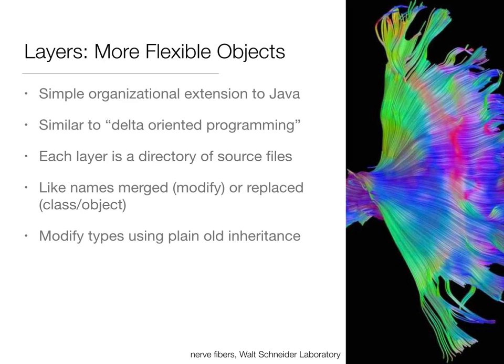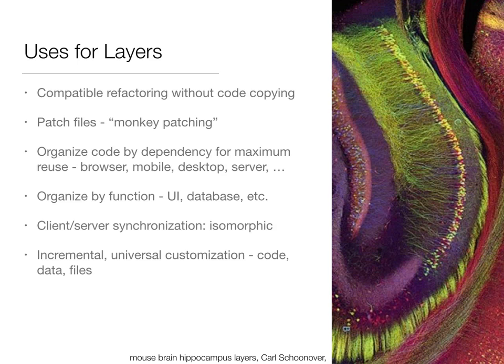Layers are really more flexible objects. They're just an organizational extension to Java, like Delta-oriented programming. Each layer is just a directory of source files where, if a file has the modify operator, it's merged into the previous layer's file with the same name, producing a Java class, at least in the compiled layer's case. And the modify operation looks just like plain old inheritance. You have one syntax to do the same thing.